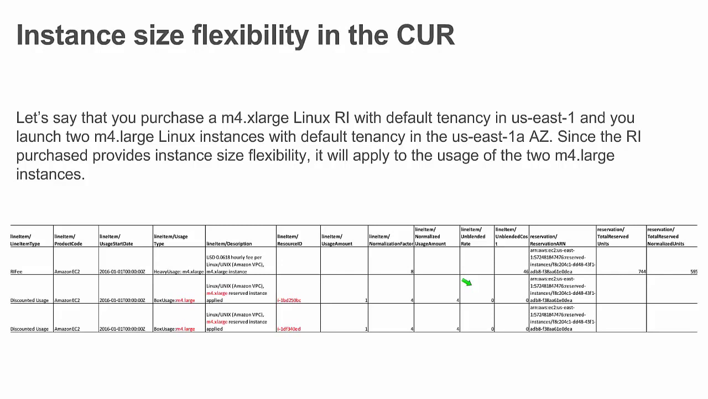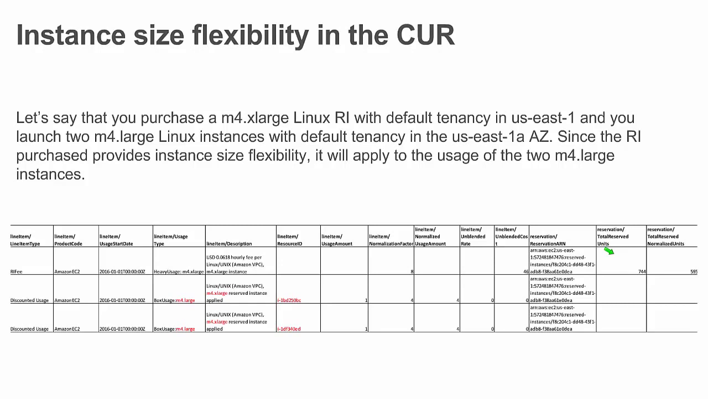As mentioned, you have purchased one M4 extra large RI in the US East 1 region, and you've launched 2 M4 large instances in the US East 1A AZ. Let's now take a look at the first line, which is the RI fee line item once again. Since the RI provides instance size flexibility, you can see that it has data populated in a normalization factor column in the CUR. This indicates the normalized units provided by this RI every hour. In this case, the M4 extra large RI provides 8 normalized units per hour.